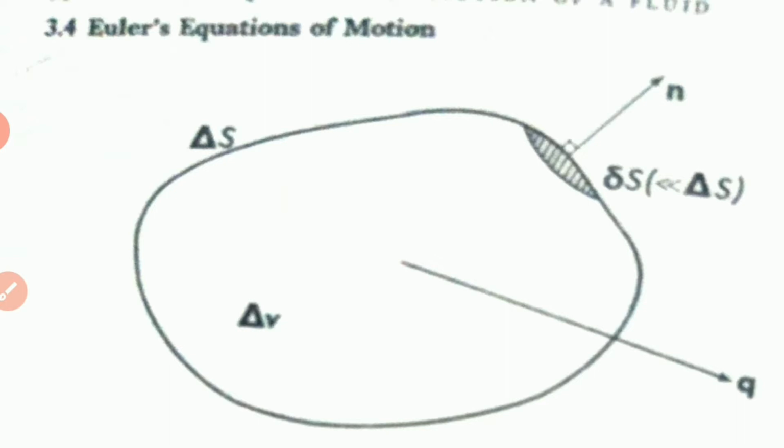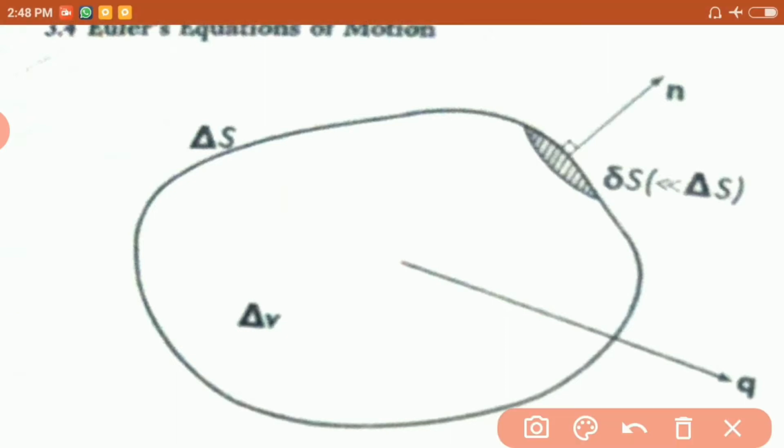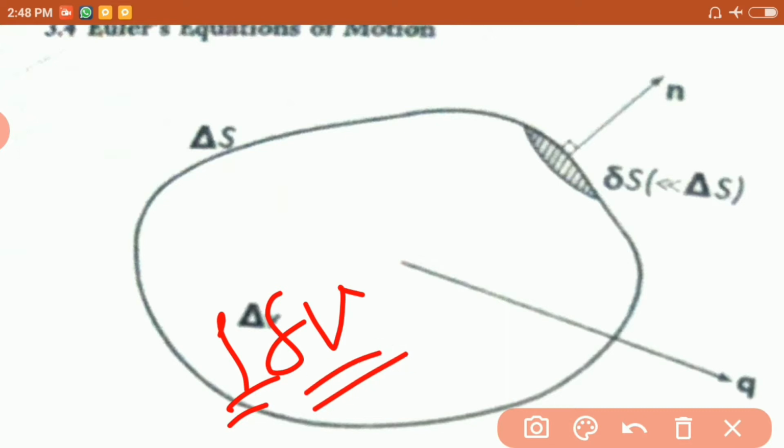Now today we'll start the Euler's equation of motion. Suppose that at time t, delta S denotes the closed surface of a particle of a moving fluid. The particle moves along with the fluid with velocity q. Take the particle to be of fixed mass rho delta V, where rho is the density and delta V is the volume.